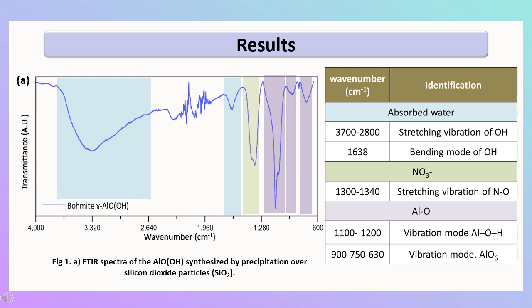The band located at 1,300 to 1,314 corresponds to the nitrogen oxide group stretching bands, while the band at 1,100 to 1,200 is attributed to the aluminum oxide hydroxide mode. The other bands located at 700 and 250 to 600 are attributed to the aluminum oxide vibration mode.